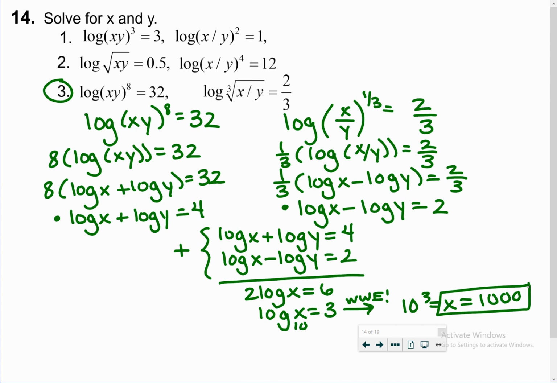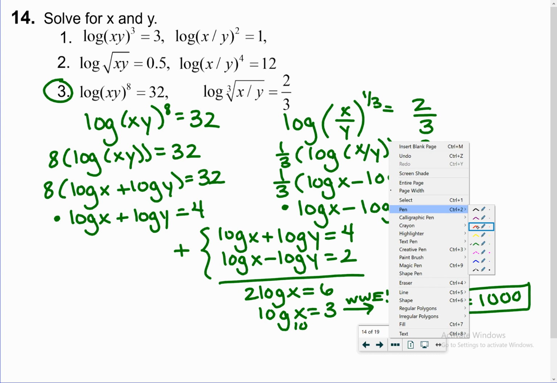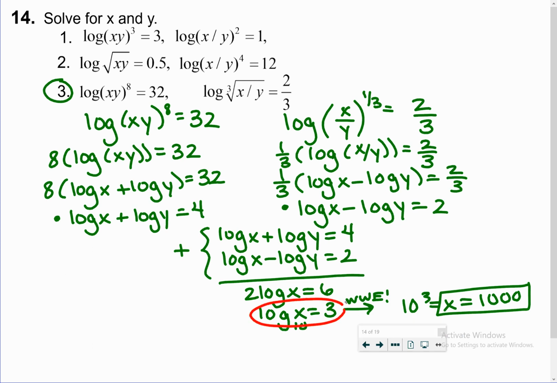Plug it back in. And you can use the final answer for x, but I'm going to actually use this. I know log of x is 3. So I'm just going to go back up here and say 3 plus log y equals 4. Okay, if you plug in 1,000, you do log of 1,000 and you get 3, but that saves me a step. So log of y equals 1. So can you tell me what y is going to equal? Again, remember it's base 10. Yeah, 10 to the 1st equals y, so y is 10.